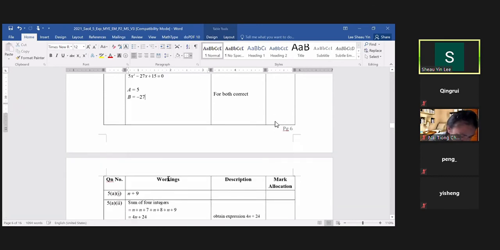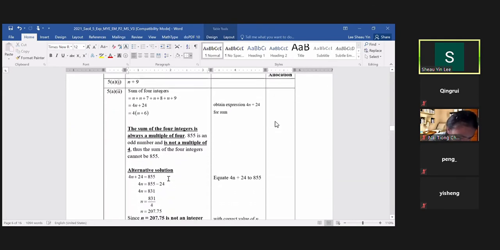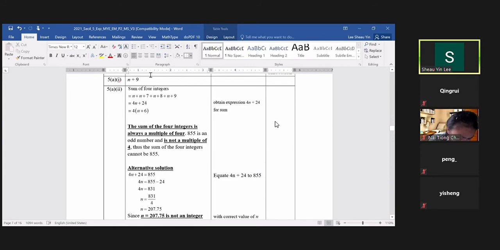Next one, number 5(a) is basically your number pattern. Number pattern n plus 9. Some of you put 9 plus n. Okay, fine. But in your exam, please follow the format n plus 9. Algebra always comes first, the constant always at the back. Then I have this expression, you go and add in. You actually get one mark here, frankly speaking. Then it must be a whole number.